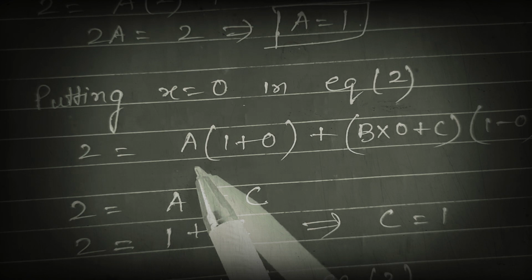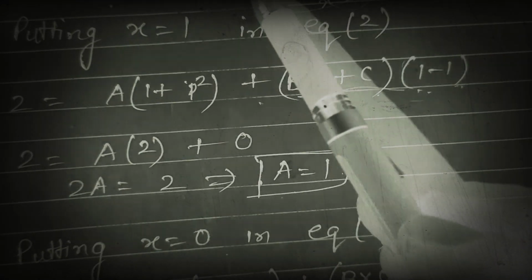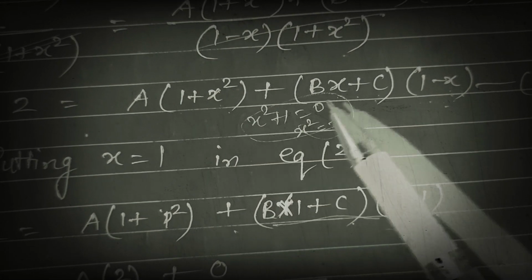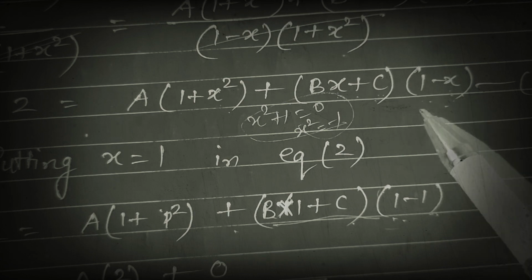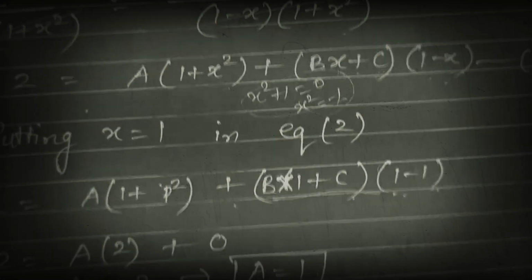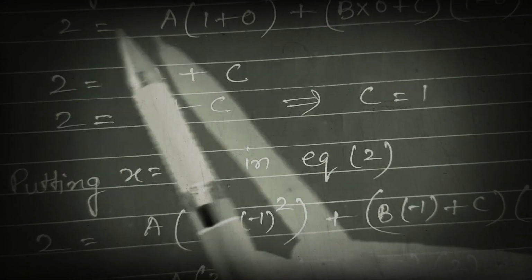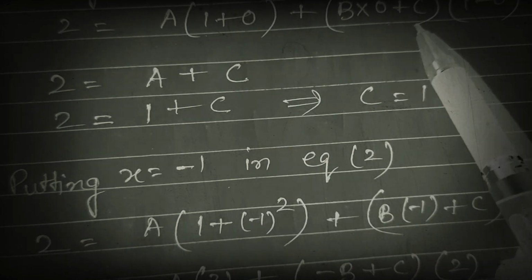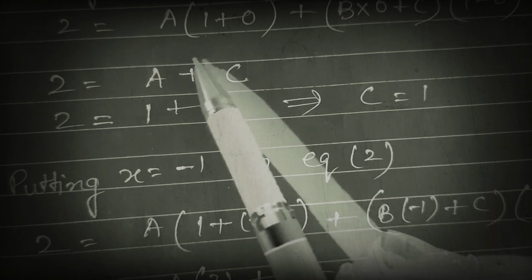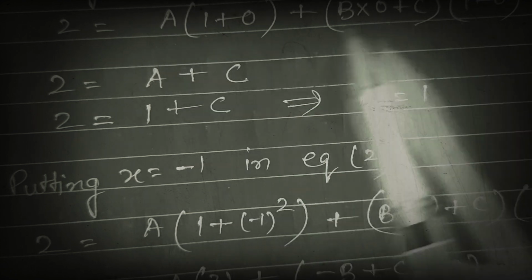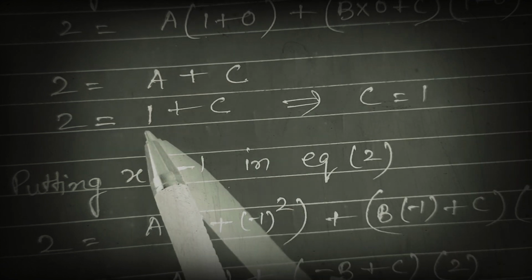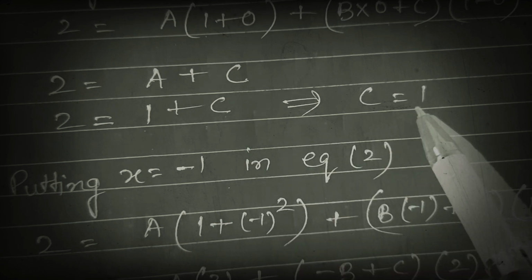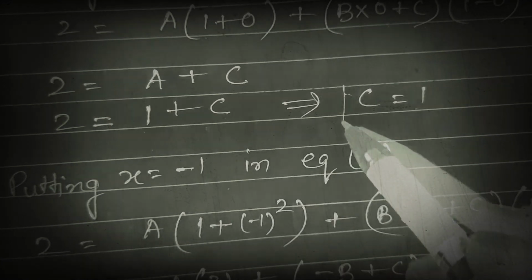2 is equal to a into (1 plus 0 square) plus b into 0 plus c into (1 minus 0). So we will get 2 is equal to a into 1 plus 0 plus c into 1, so it is a plus c. A value is 1, c value will be 1. Clear? So what value of c do you get?